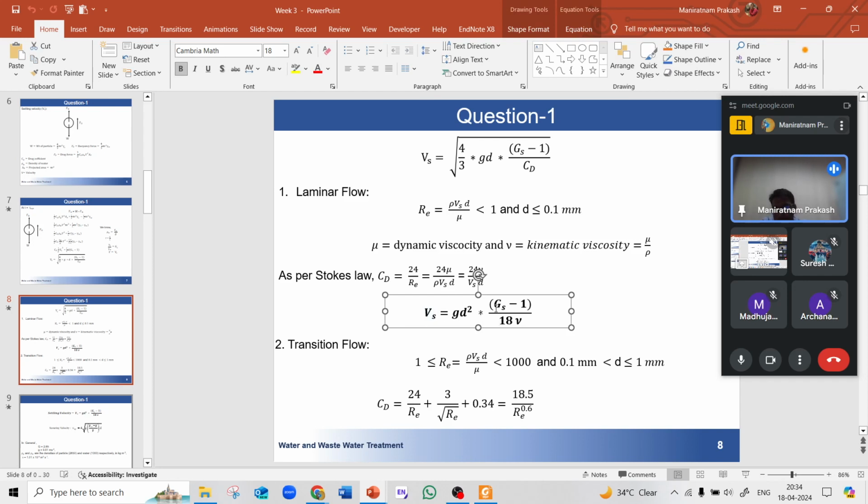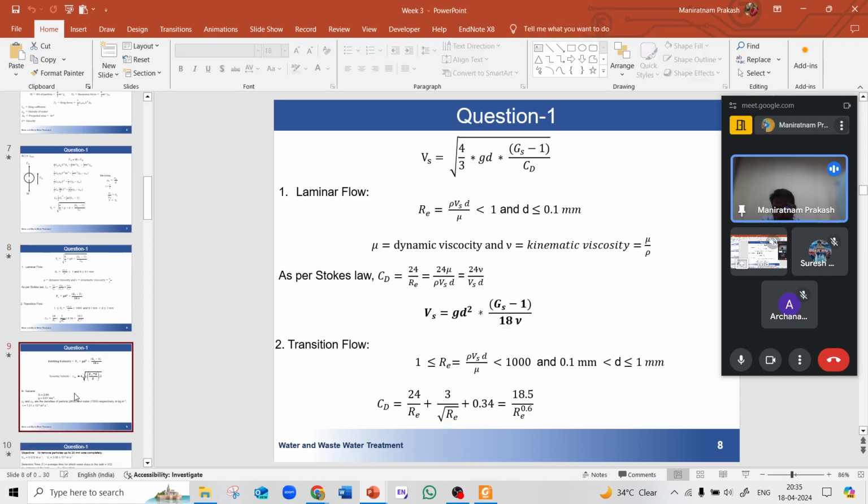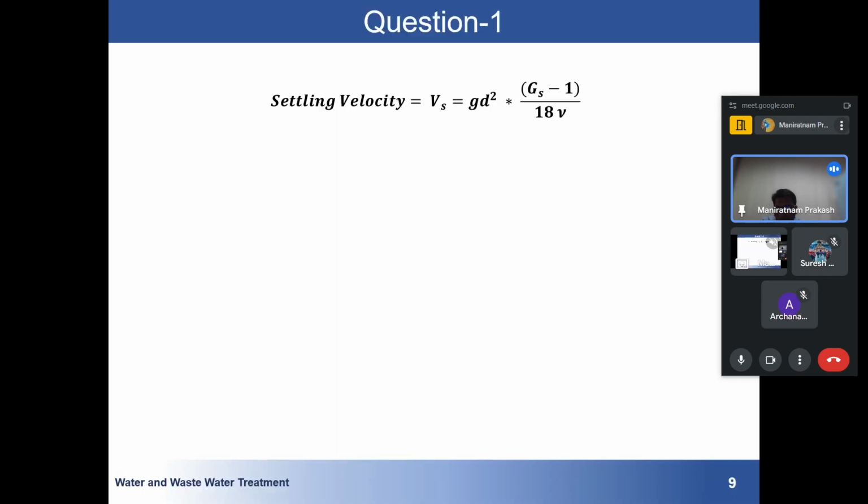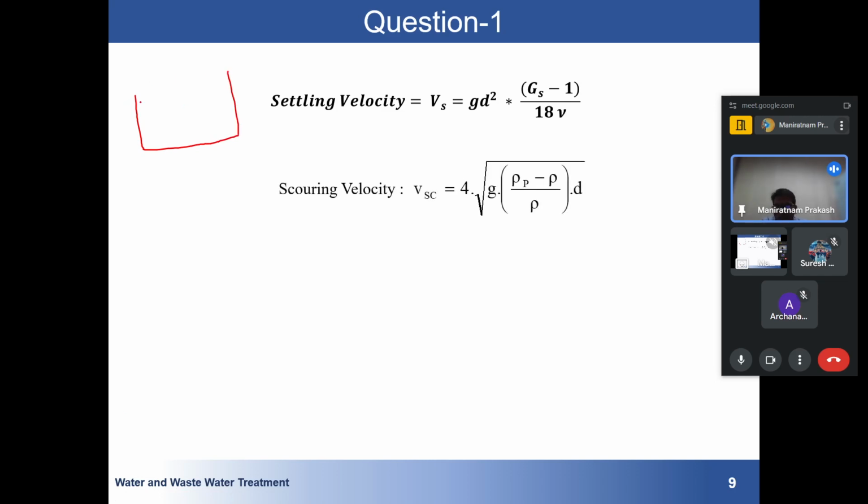was given by g d squared (Gs minus 1) divided by 18 mu, where mu is the dynamic viscosity. Similarly, we see one thing that is known as scouring velocity. We made sure that when a particle comes into the primary sedimentation tank, it settles down easily.